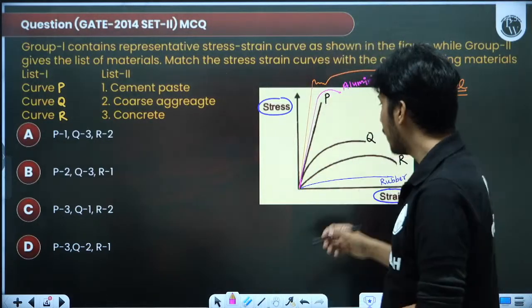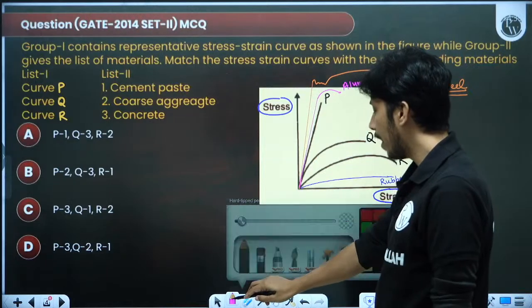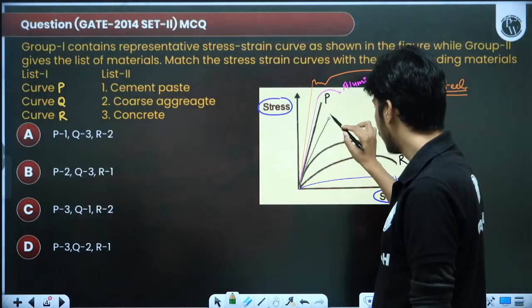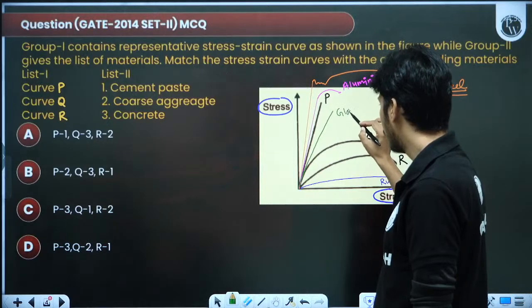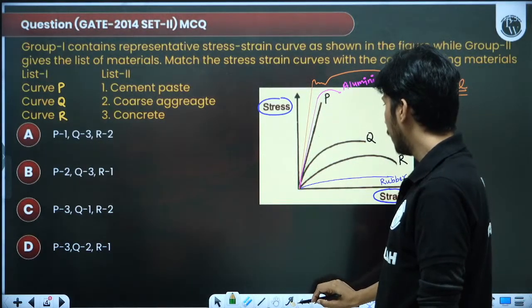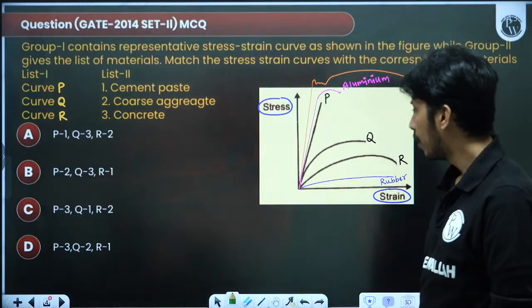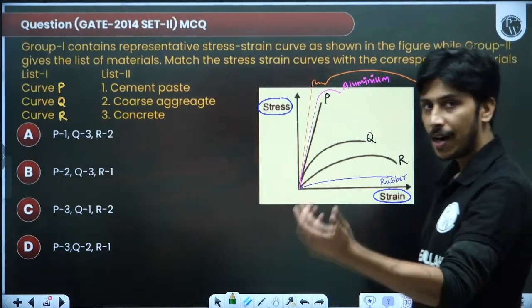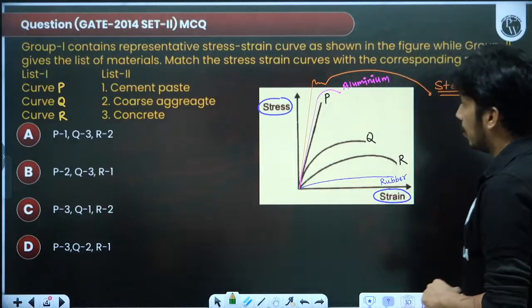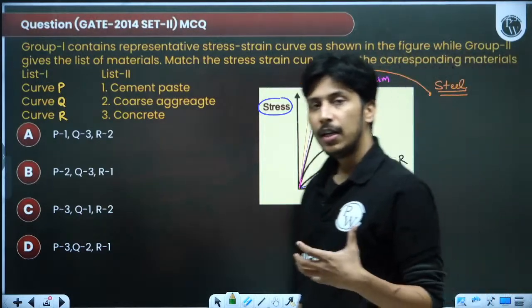Whenever you make the stress strain curve of glass, it will come somewhere here. This is the stress strain curve of the glass, or it can also be somewhere here, below concrete, because glass is also less hard than concrete. It can also be here. Okay. So if anything is more hard, it will have more slope.